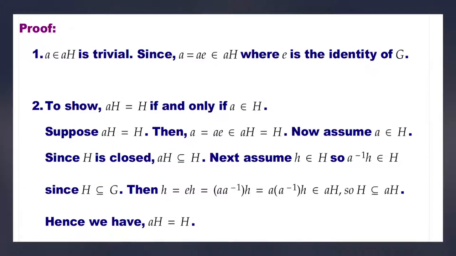Let us prove these. The first one, a in aH is trivial since a is equal to ae in aH, where e is the identity of G. The second one, to show aH is equal to H if and only if a is in H. Suppose aH is equal to H, then a is equal to ae in aH is equal to H. Now, assume a is in H. Since H is closed, aH is a subset of H. Next, assume h in H also. a inverse h is in H, since H is a subset of G. Then, h is equal to eh is equal to a a inverse h in aH. So, H is a subset of aH. Hence, we have aH is equal to H.